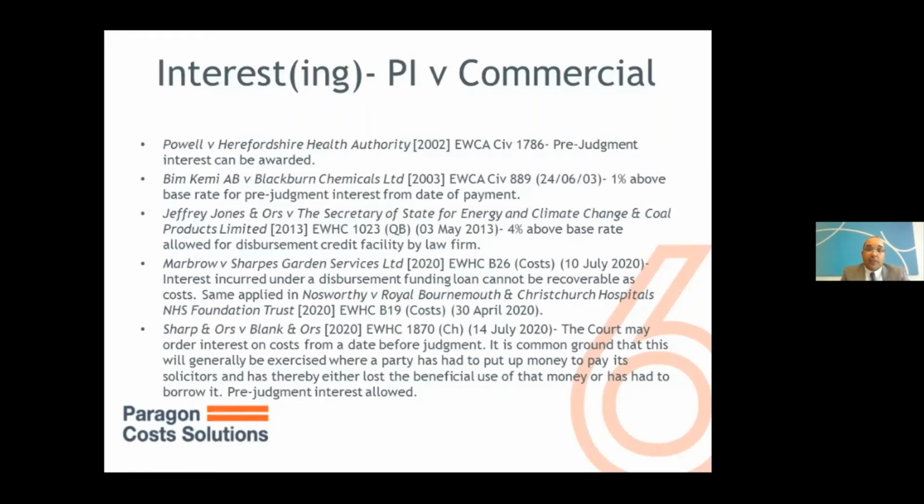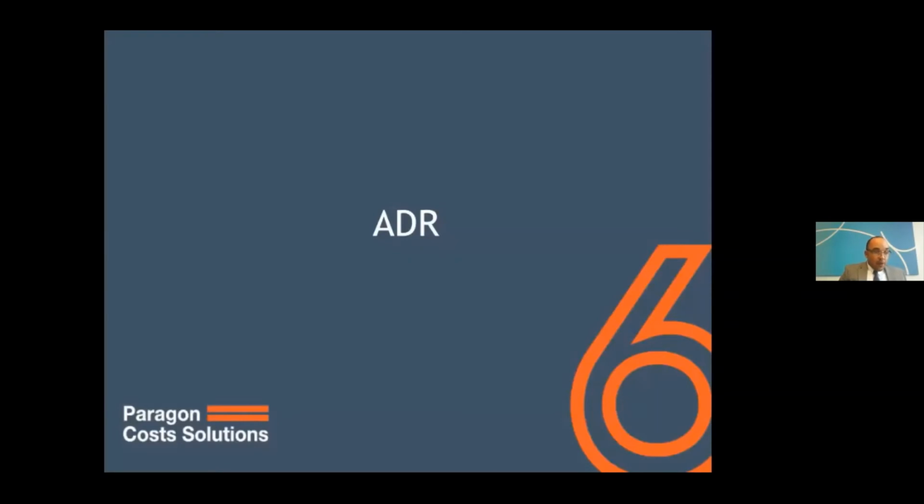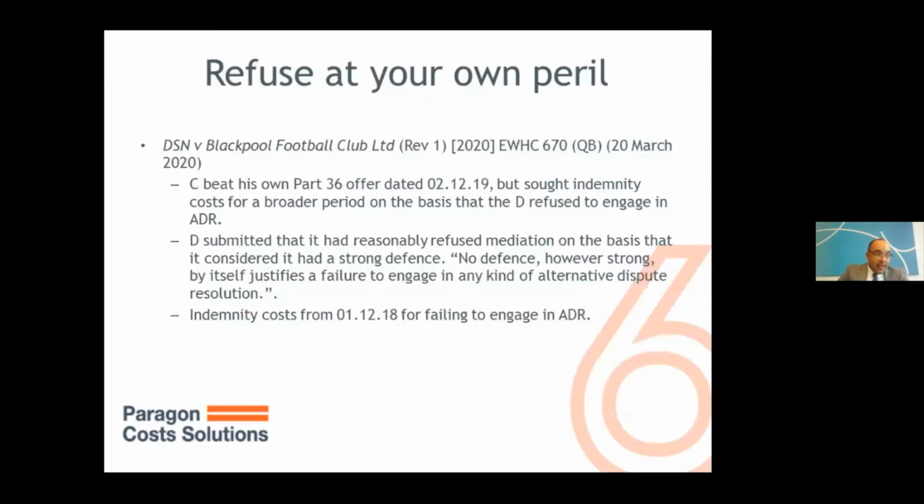So watch this space. I think this is going to be a development. My own view is that Shark is probably the correct way forward, but we will see. Moving on to ADR, my new favourite subject. I'm sure you've all heard many decisions where the courts have imposed sanctions, but there have been 3 recent decisions which I will take you very briefly through just to highlight that the court is taking this very seriously.